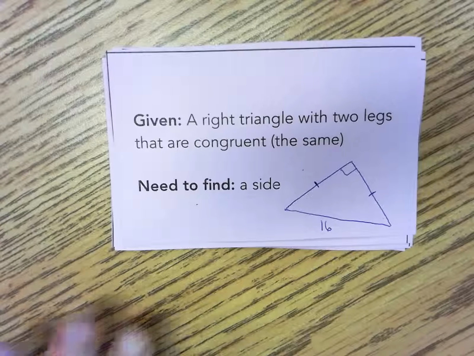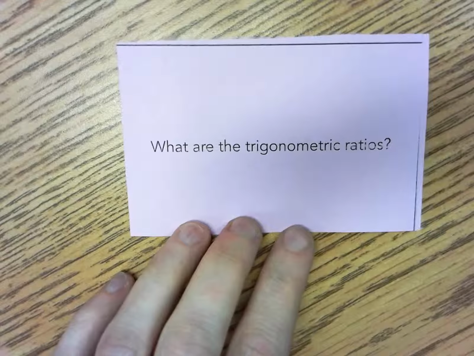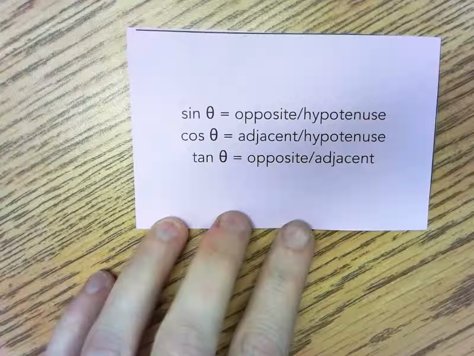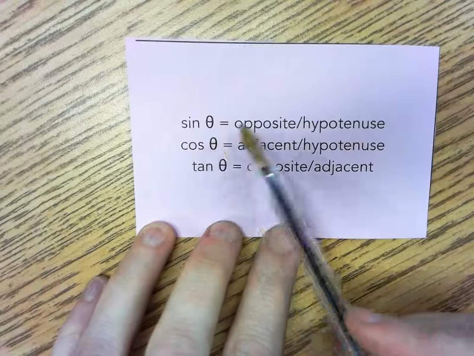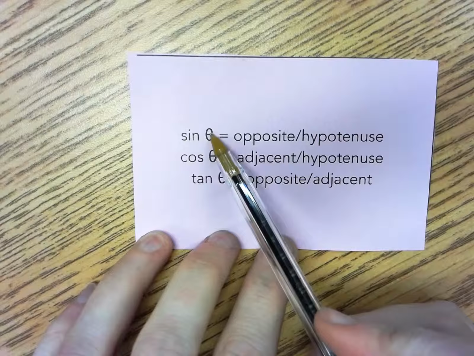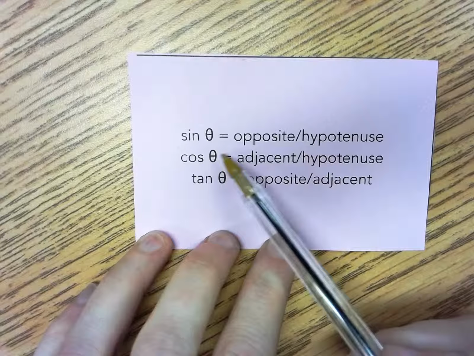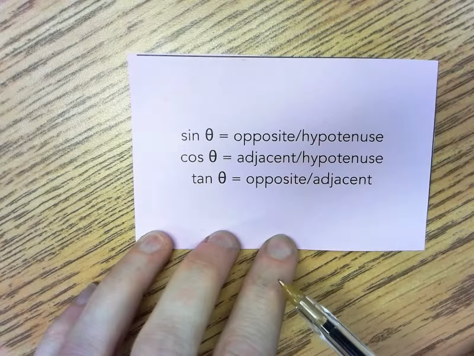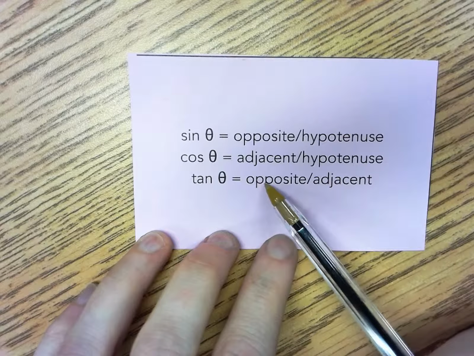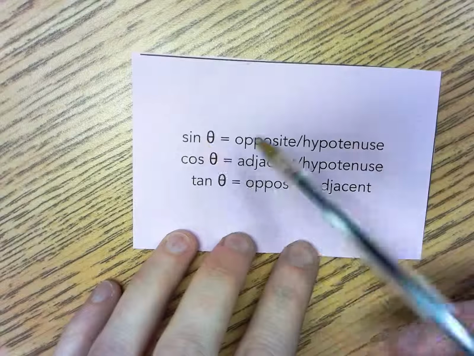All right, go ahead and find this card right here. What are the trigonometric ratios? This is what we were studying about 2 weeks ago for the first time. And when you say these to your partner, this is what I want to hear. Sine of theta equals opposite over hypotenuse. Then I want to hear cosine of theta equals adjacent over hypotenuse. Then I should hear tangent of theta equals opposite over adjacent. Don't forget any of those words, particularly the equal sign, the theta.